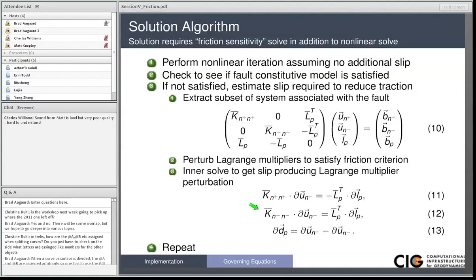In solving for friction, we have a nonlinear problem, as we discussed yesterday. So the way we do this is we first perform a nonlinear iteration, assuming no additional slip. So basically we're assuming the fault is locked at that time step. And we check to see if the fault constitutive model is satisfied. If it is satisfied, then we're done in terms of the fault constitutive parameters. We don't need to make any changes to the solution.